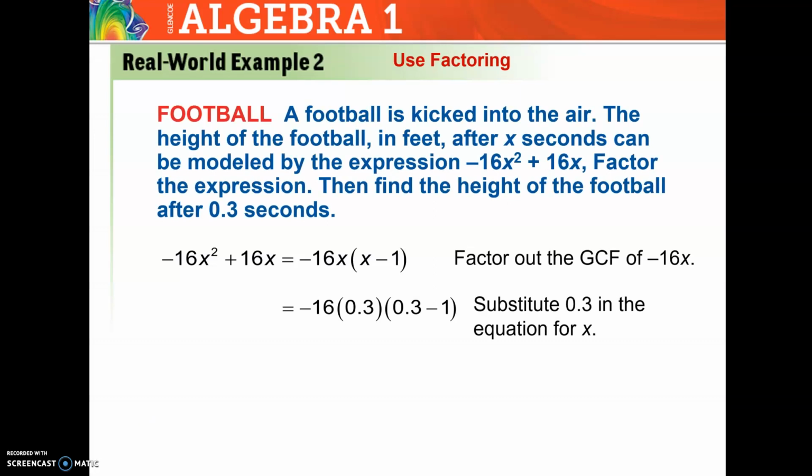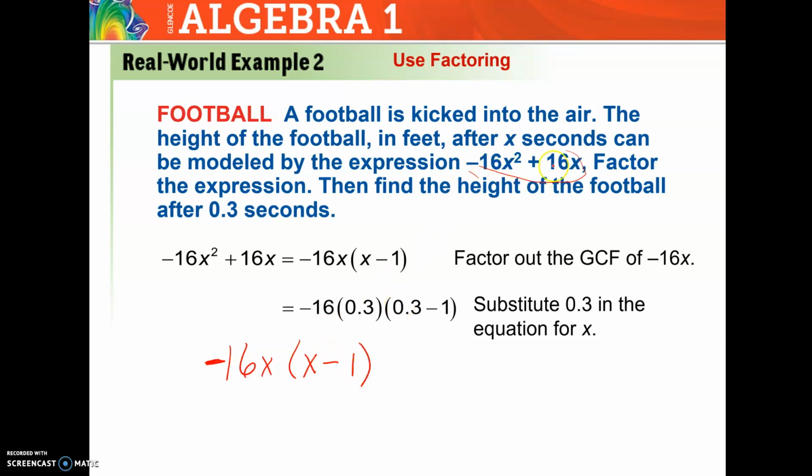All right, so we're going to see how we can use this here. A football is kicked into the air. The height of the football in feet after x seconds can be modeled by this expression. Factor the expression, then find the height of the football after 0.3 seconds. So I look at both of those and they both have a 16, so I know I can pick out a 16 and an x. And let's take out the negative here too. So I would get x minus 1.